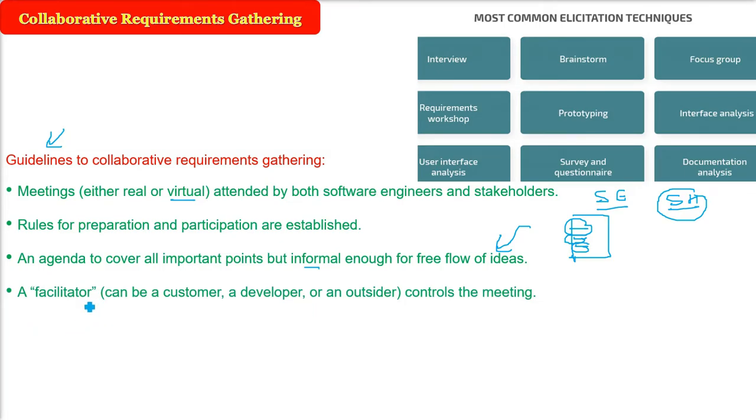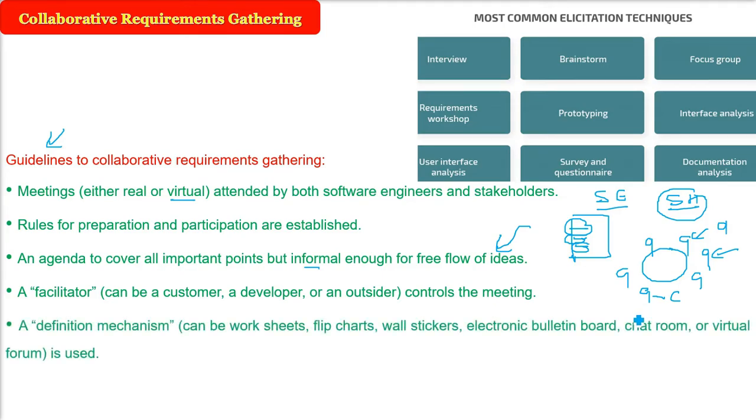There should be a facilitator, a person in the meeting, because sometimes conflict may arise, sometimes a topic may be missed. This can be any customer, developer or an outsider. He can be a facilitator. He is just there to control the meeting and make it go in a good way so that something comes out of it.